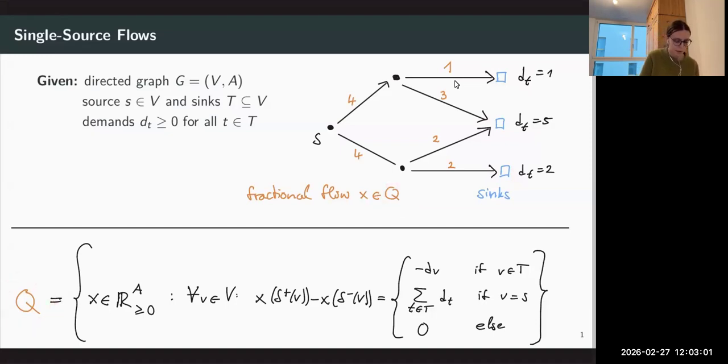So we have basically a variable for every arc, which is non-negative. The constraints are that if we look at any vertex and at the outgoing flow minus the incoming flow, then we are sending a demand of d_v into each of the sinks. That's what this first constraint is saying. Then out of the source, the amount of flow that we are sending is just the total sum of all the demands. And for all the other vertices, the incoming flow should be equal to the outgoing flow. So these are classical network flows. This is what we call a fractional flow.